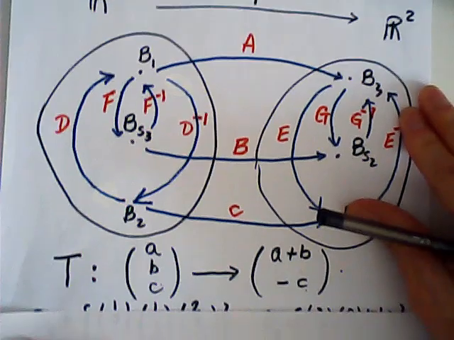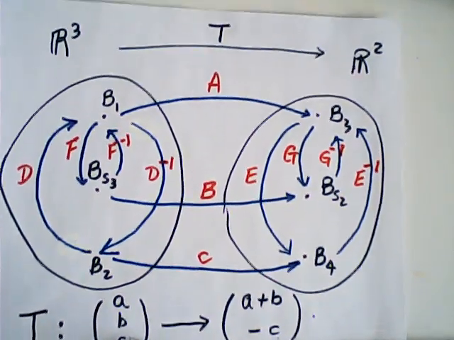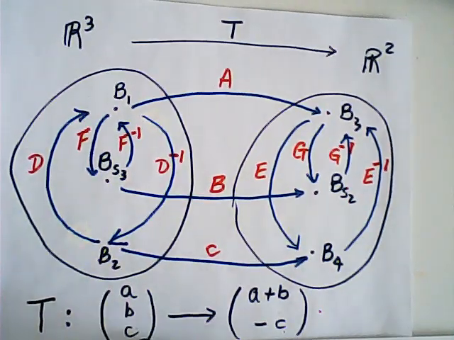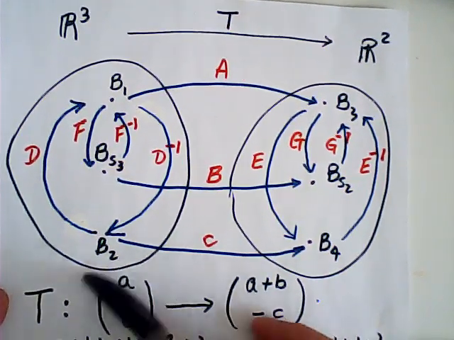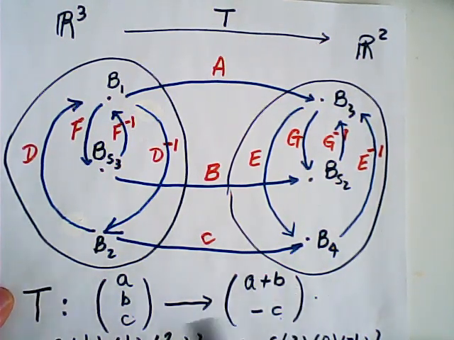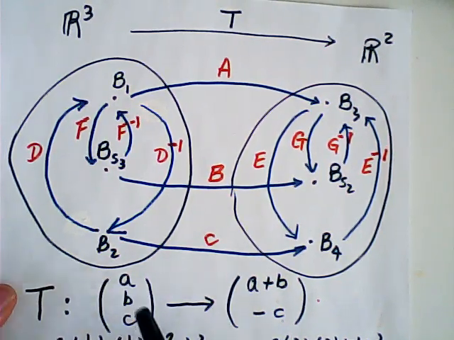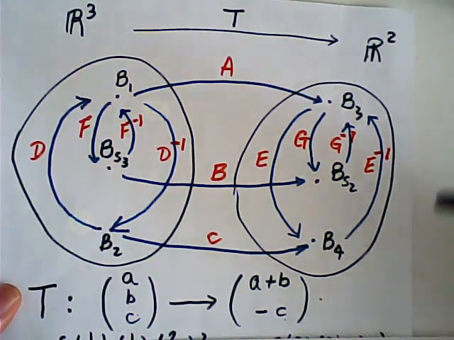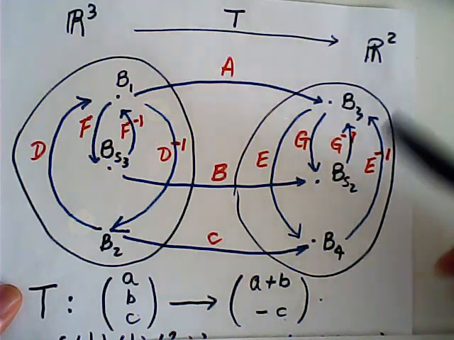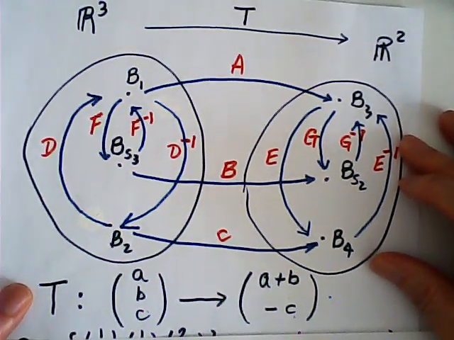Now we have a particular transformation. This is an R3 vector, this is an R2 vector, and this is the mapping. This is a linear transformation. From (a, b, c) becomes (a plus b, a minus c). This is just a specific linear transformation, right? Like functions, you have so many functions, you have so many linear transformations.